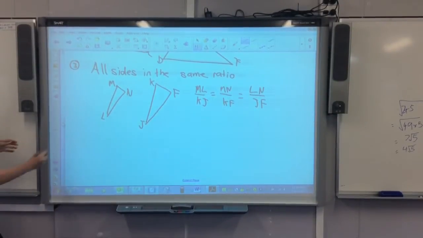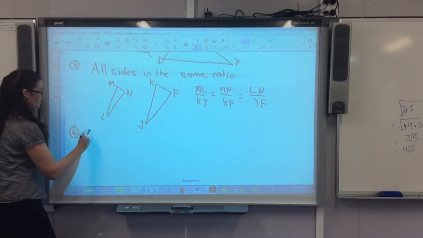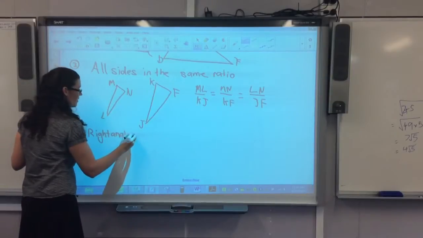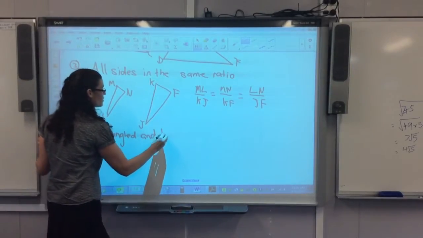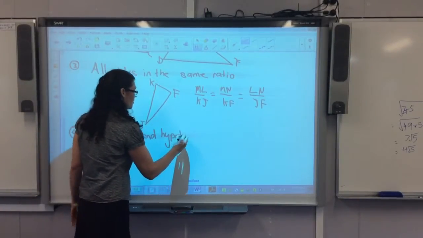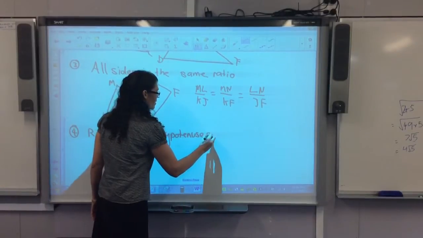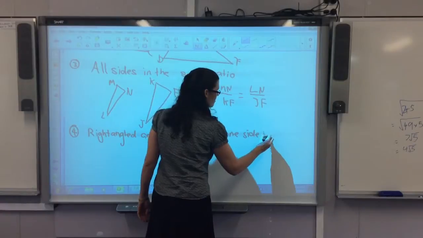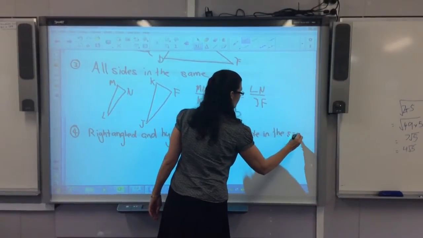Okay, so we've got right angled triangles, and the hypotenuse and one side in the same ratio.